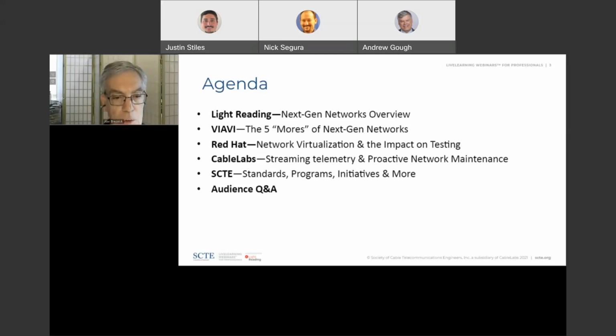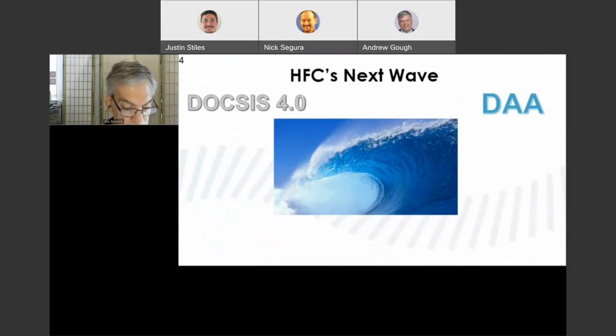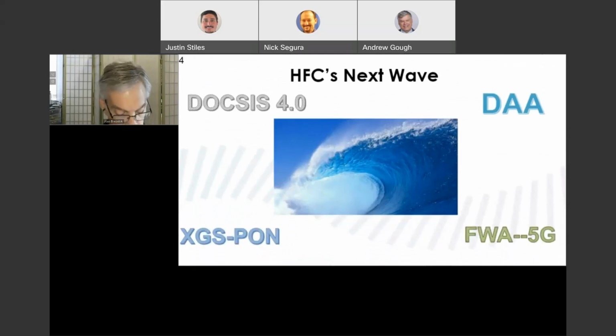Okay, so let's start by looking at the next wave of HFC networks. Let me just go through this build here. As you can see, some of the key new technologies that the cable industry is prepping for or rolling out right now. First, we have DOCSIS 4.0, of course, which is a new, more bandwidth-efficient DOCSIS spec designed to deliver multi-gigabit speeds, both downstream and upstream over HFC lines.